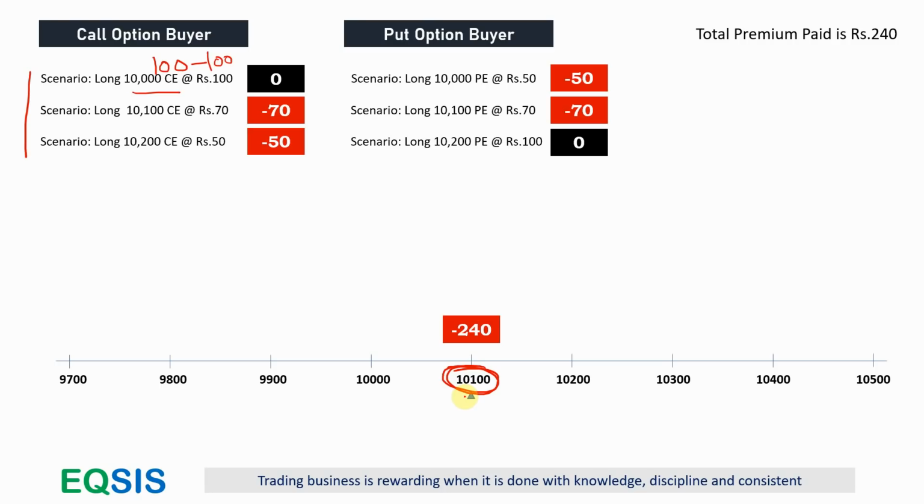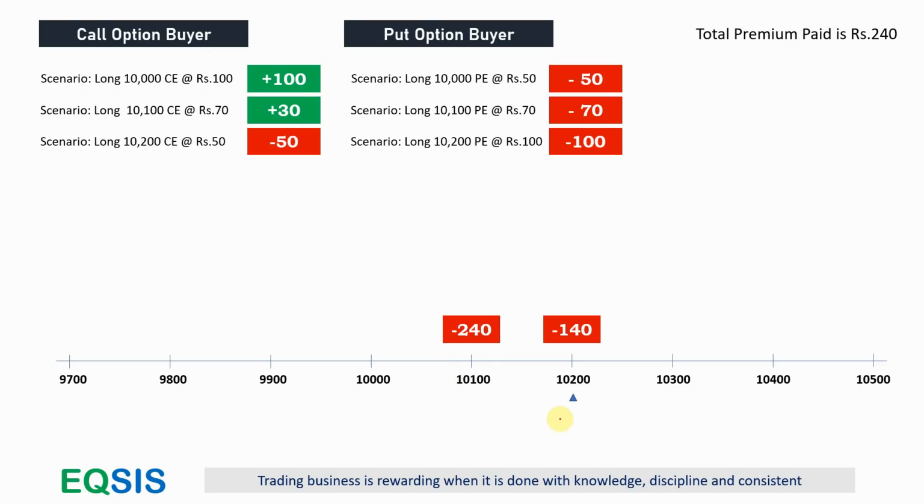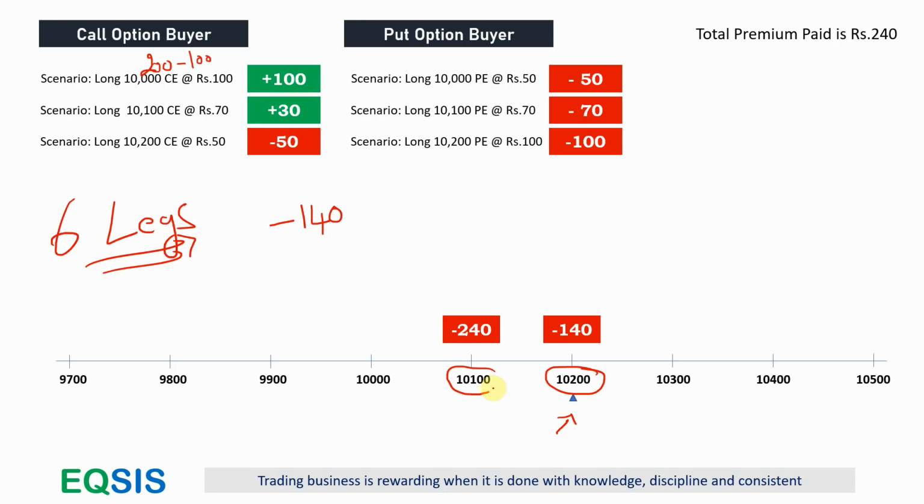10,100. Let's try to understand, by any chance, if the market settles at 10,200, and by the way, this is now in the money by 200 rupees, but again the premium paid is 100. So what we get is 100 rupees as the net value. So think about it. As an option trader, I got 6 legs. Remember, how many legs? 6 legs. But the 6 legs collectively give me minus 140 if the market settles at 10,200. But if the market settles at 10,100, oh my god, I may lose even 240 rupees.